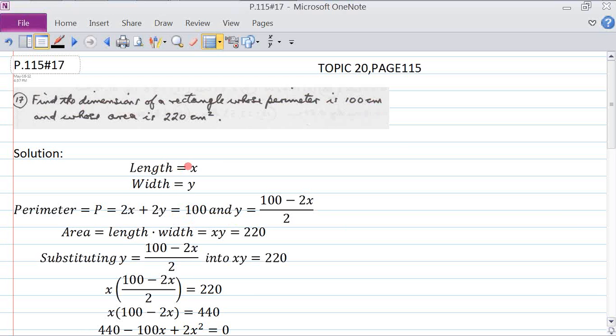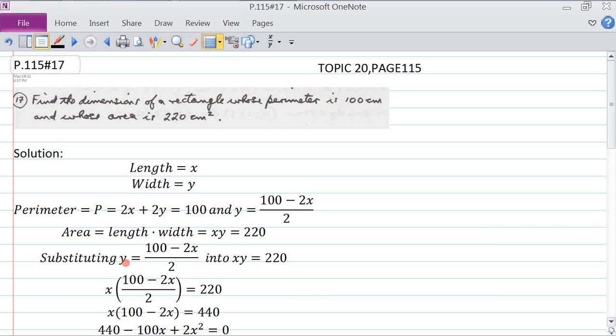The perimeter is twice the length plus twice the width. And from this I can solve for y. Transpose the 2x to the right side, get 100 minus 2x, and then divide through by 2, and y equals 100 minus 2x over 2. Now the other equation that I know is that the area equals the length times the width, which is xy equals 220, because I'm told the area is 220 and the length times the width gives me 220.